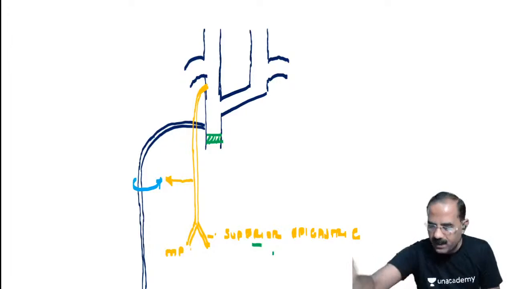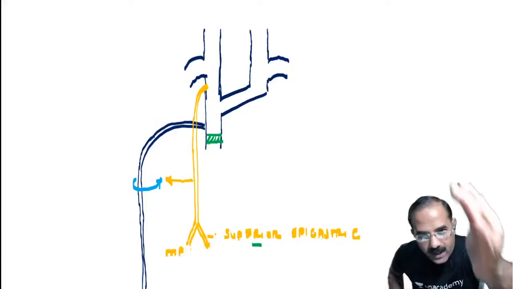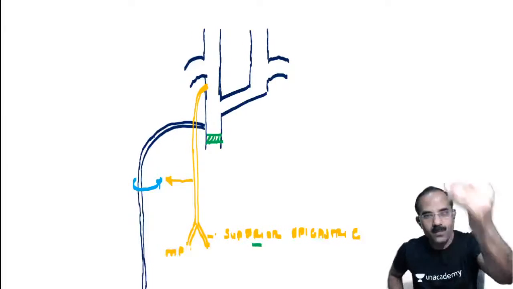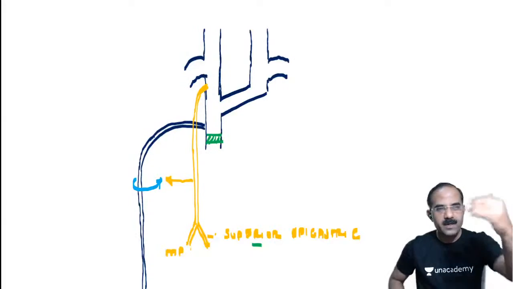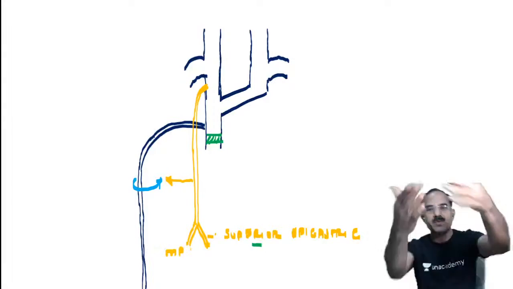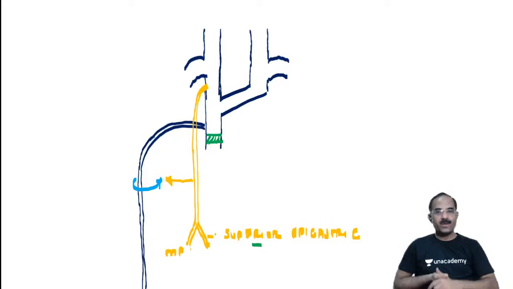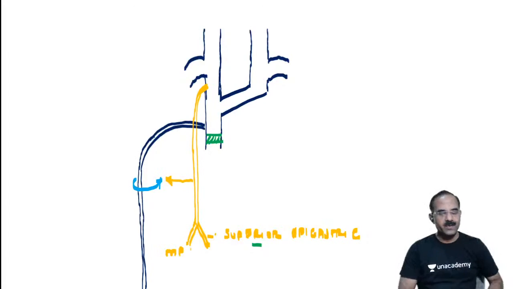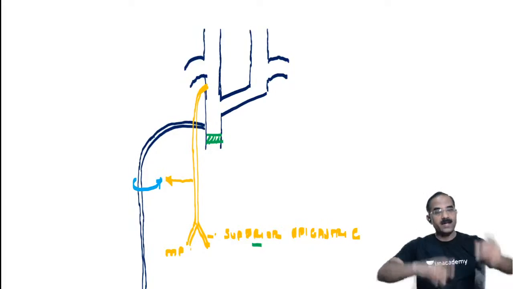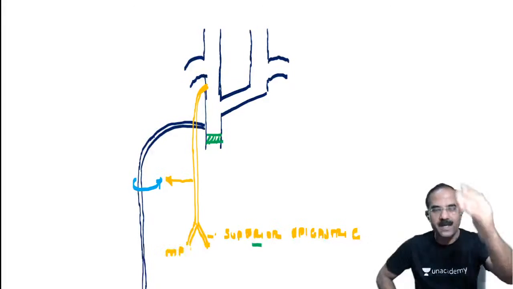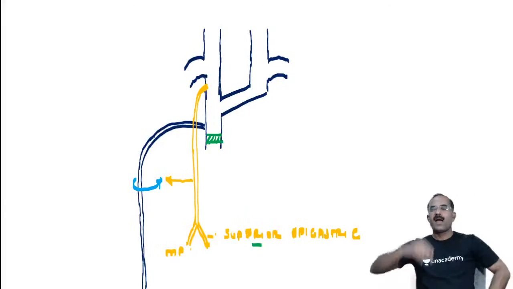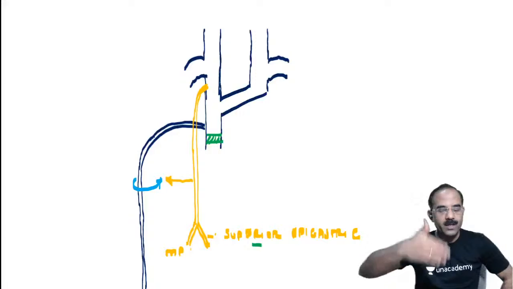Quickly tell me, the superior epigastric vein anastomoses with what? Come on, my dear children. Answer. Do not write anything, you just answer. I'll write this for you. The superior epigastric vein is going to anastomose with the inferior epigastric vein. Excellent, very good.